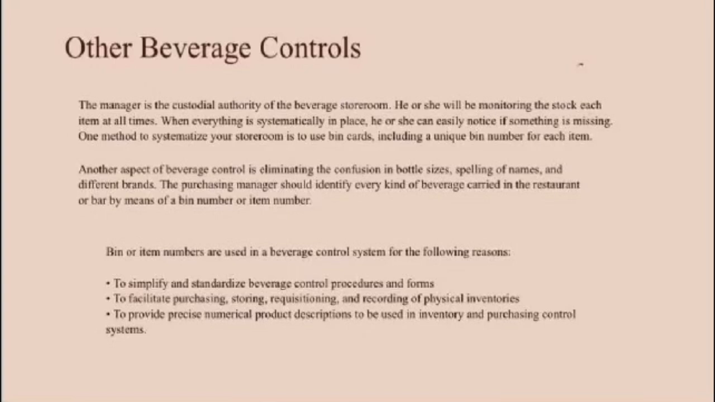Another aspect of beverage control is eliminating the confusion in bottle sizes, spelling of names and different brands. The purchasing manager should identify every kind of beverage carried in the restaurant or bar by means of a bin number or item numbers. So, bin or item numbers are used in a beverage control system for the following reasons.